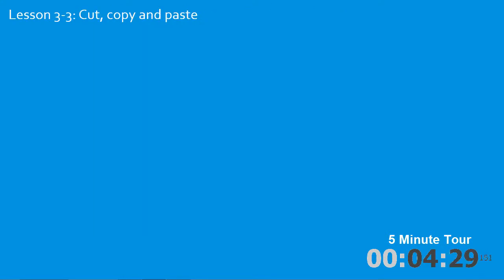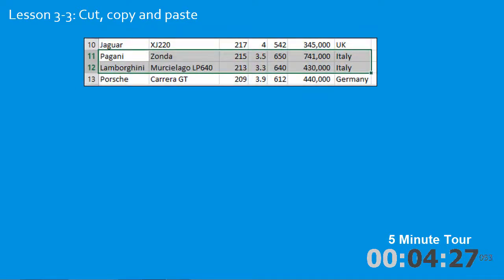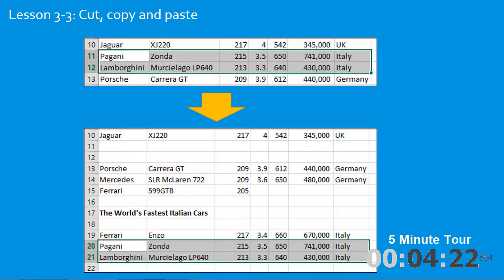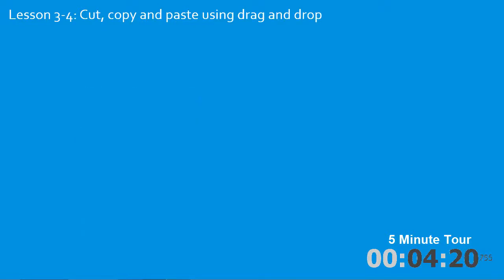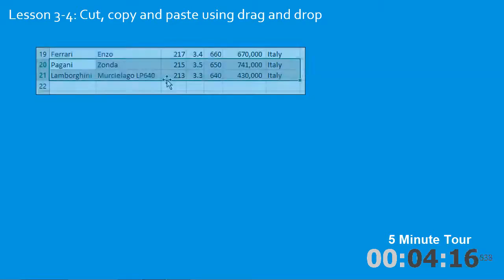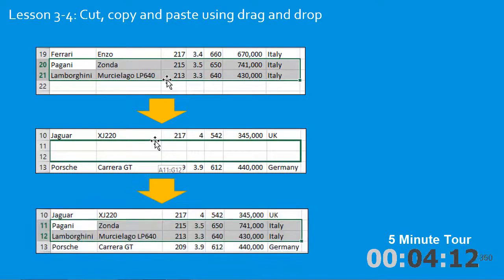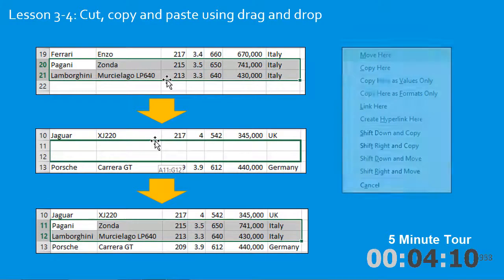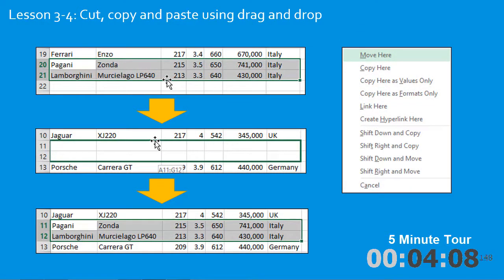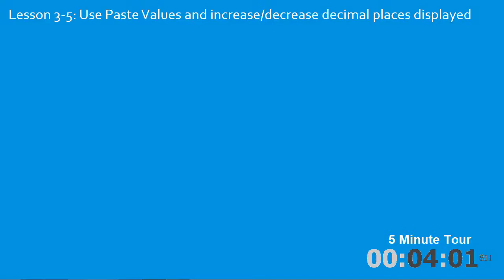In the third lesson, you'll learn to cut, copy, and paste. You'll copy these cells and then paste them into a different location in the workbook. In lesson 4, you'll take cutting, copying, and pasting to a new level using drag and drop. You'll drag some cells and drop them into a new location in the worksheet. And you'll also understand how to use all of the options available when you cut, copy, and paste using this technique.